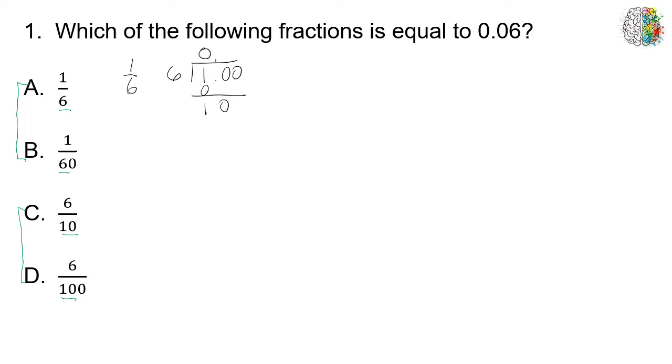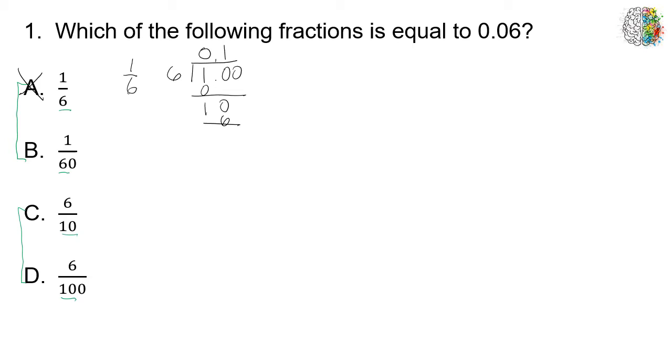6 can go into 10 once. So this already doesn't match. I've got a 0.1 and I need a 0.0. So I'm going to go ahead and stop at this point. I don't need to do any more division because I already know that's not going to be the correct answer. And that also is going to tell me that answer B is probably not the correct answer either.